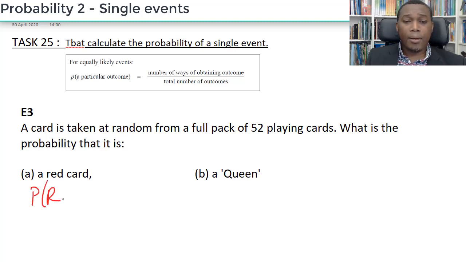P(red), probability of getting a red card. Now this question does depend on your knowledge of cards. If you're at home, ask somebody at home. They can help. How many cards? Well, the 52 cards.